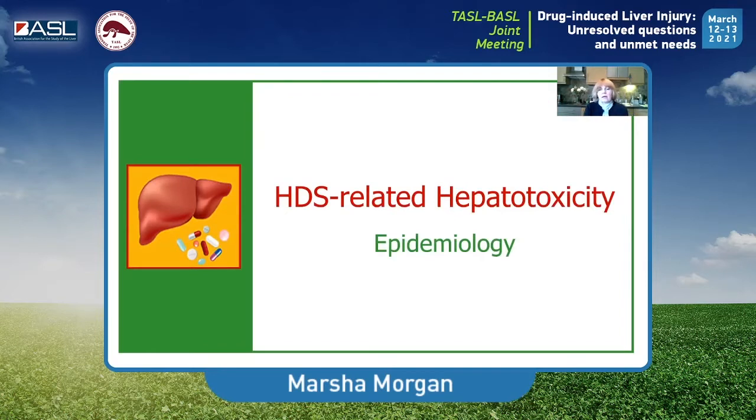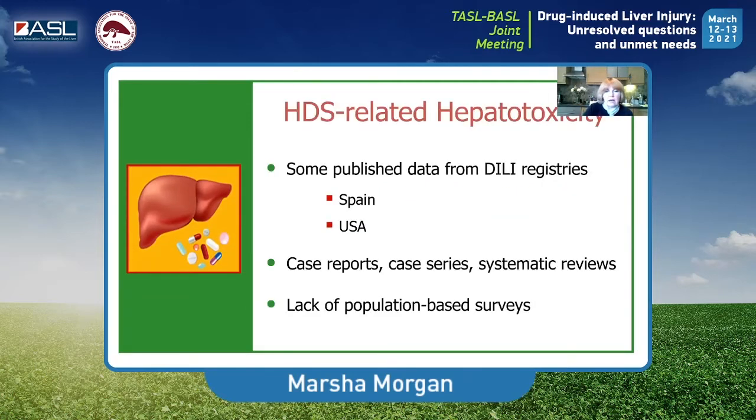So let's look now at what we know about the epidemiology of HDS-related hepatotoxicity. We don't know much about the epidemiology of usage. We know far less about the outcomes. Some published data are available from DILI registries in Spain and the US. There are numerous case reports, case series, and systematic reviews, but a lack of population-based surveys.